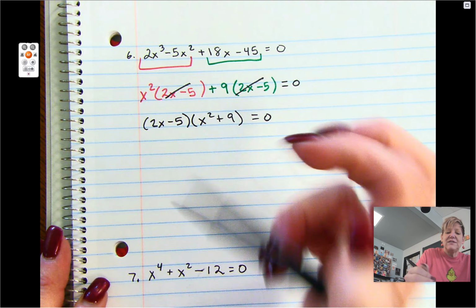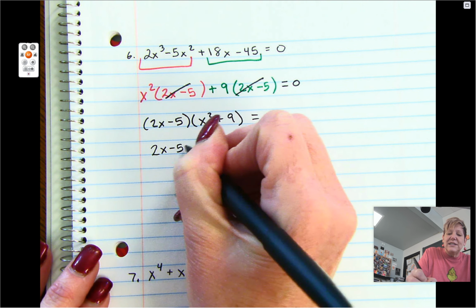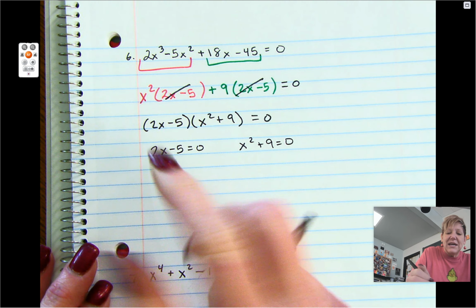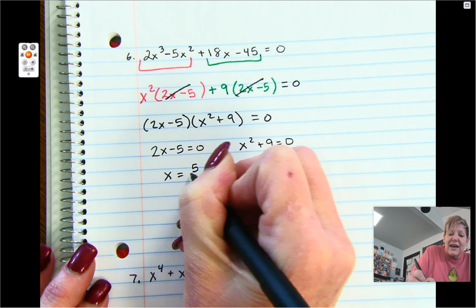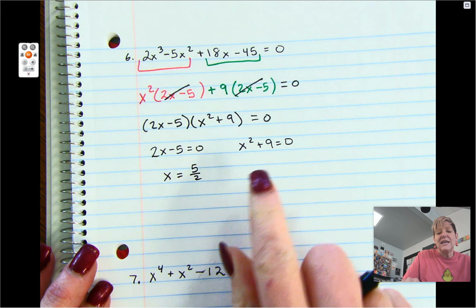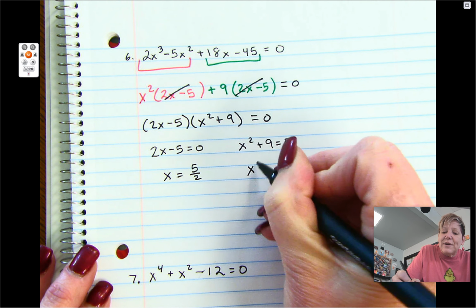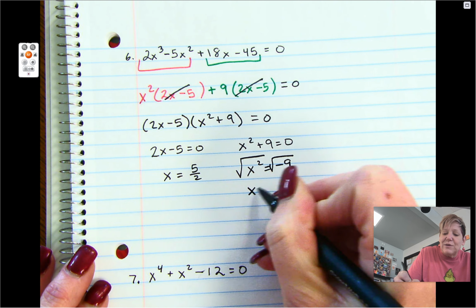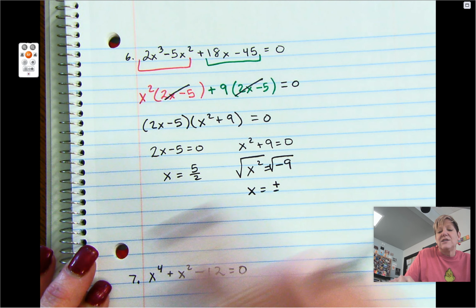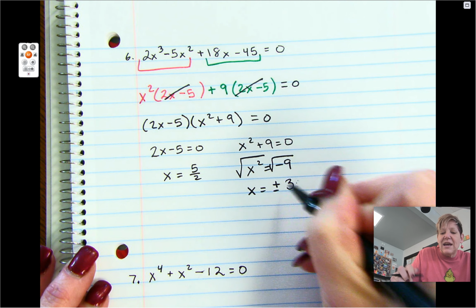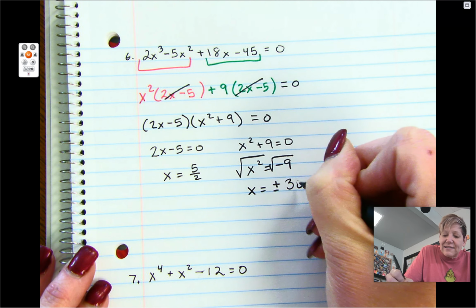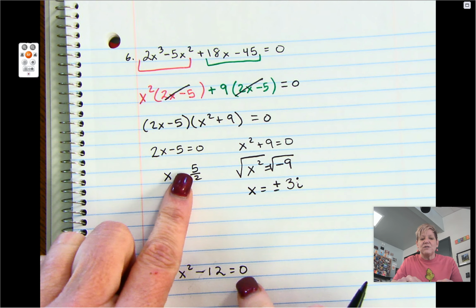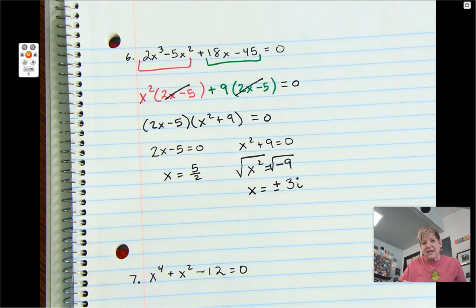So I'm going to set both of these factors equal to 0. Here I'm going to get x equals 5/2. And here I'm going to get x squared equals -9. Square root both sides, x equals plus or minus the square root of 9 is 3, and the square root of a negative is i. So when I solve it, I have 3 answers: 5/2, positive 3i, and negative 3i.